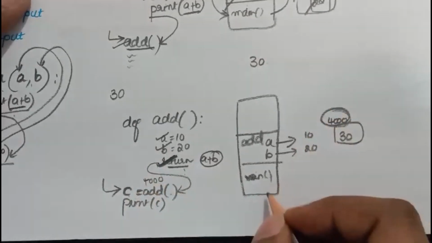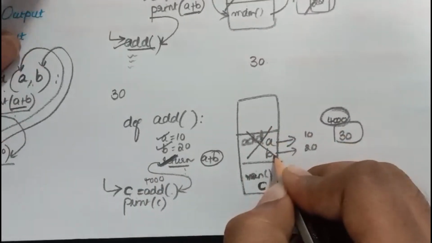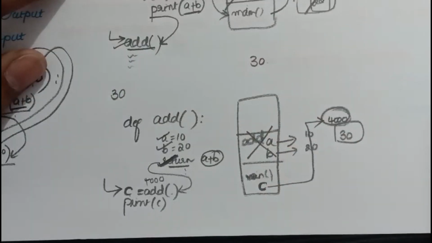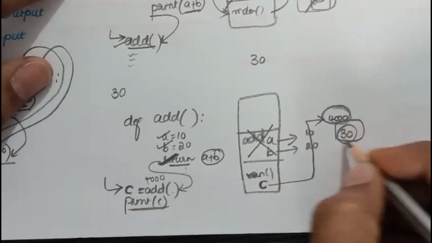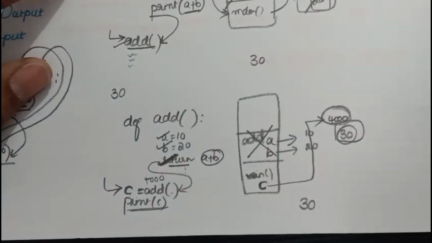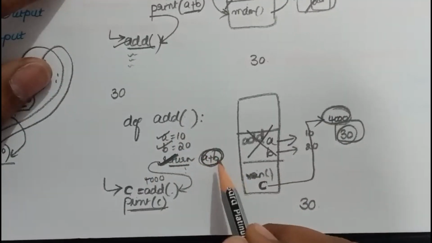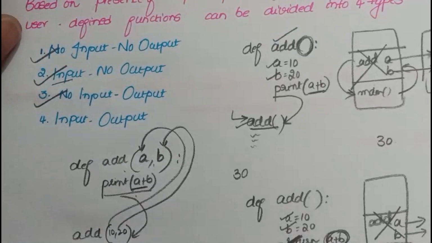Now the stack frame of the function will get deleted. The c variable of the main function now points to this memory address, that is 4000. We are printing the value of c at 4000. What is the value stored? 30. The output will be 30. So we are not giving the input, but we are getting the output after performing some operation. This is the third type.